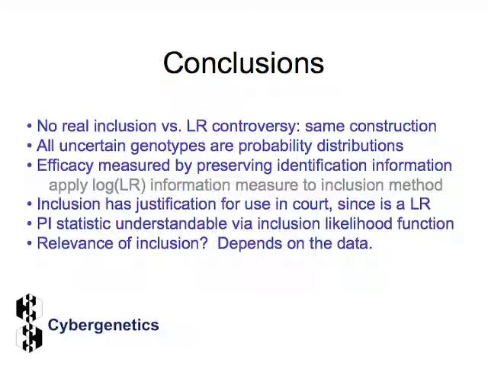So what's the relevance of the inclusion method? It depends on the data. If the mixture data are very easy and informative, and you end up with a high match statistic, it may be all you need. But in situations where more depth is required to interrogate the mixture data in order to arrive at a more informative genotype, and by extension, when you compare with a suspect in a population, a more informative likelihood ratio, then you might need to move beyond the inclusion method to more quantitative approaches.